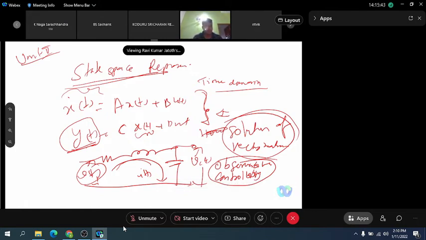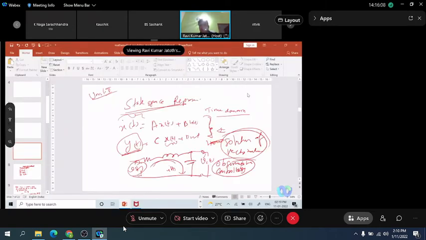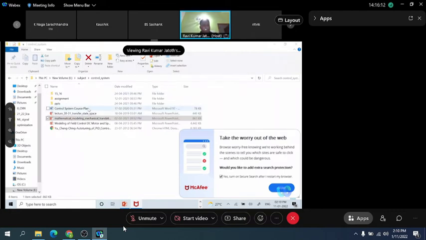Could you repeat the names of the textbooks? Yes. Automatic Control Systems by Benjamin C. Kuo. And Modern Control Theory by Ogata. And Control Systems by NICE. NICE book is really very nice.